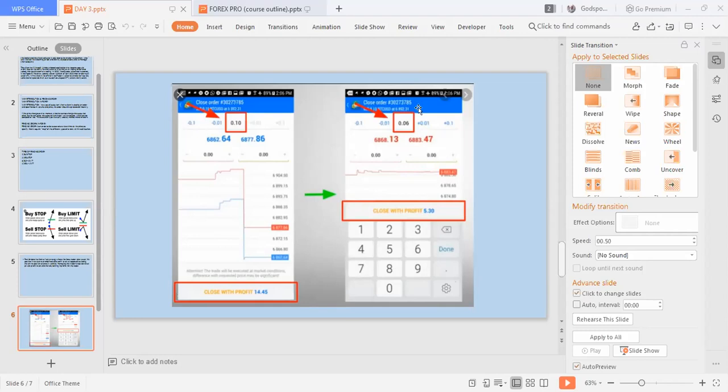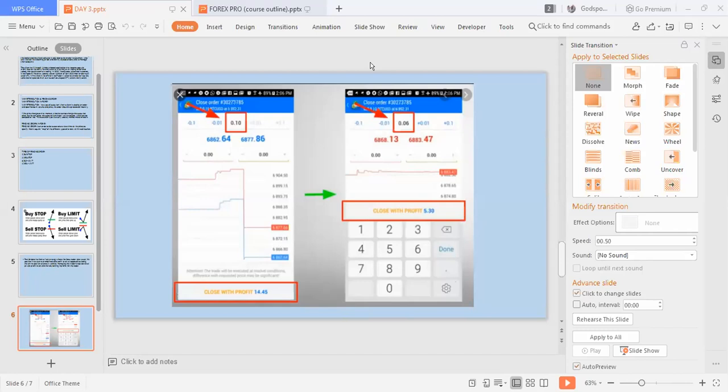Now, from there, what do you do? Then you now go to the lot size, type 0.06. Immediately you are typing 0.06, you will notice that you will see underneath, there's a statement. What's the statement? Close with profit of 5.30. That is an indication that you have taken part of the profit.